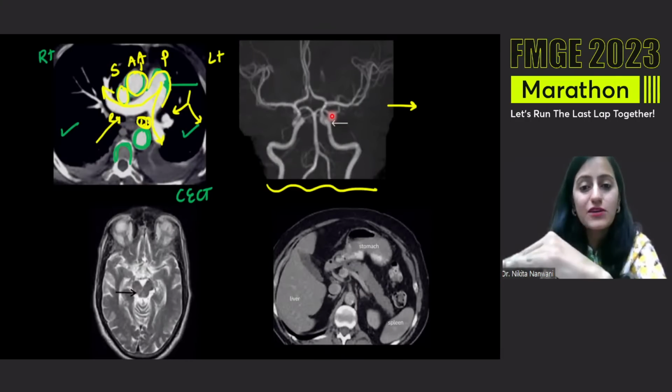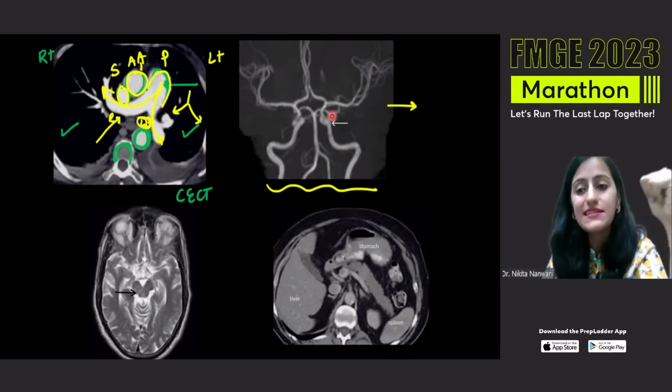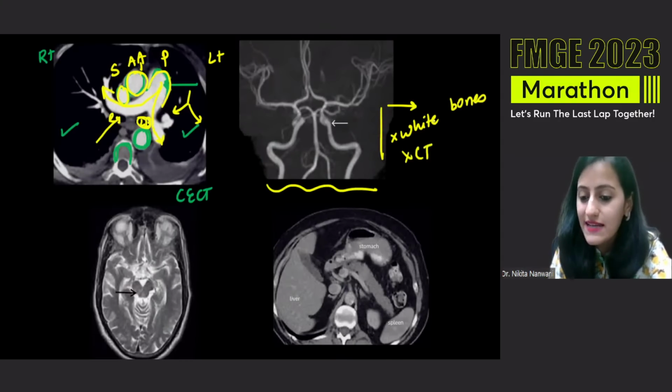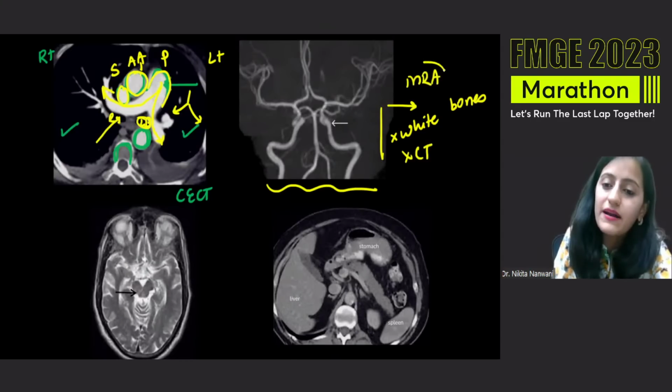Both sides means it's a cross-sectional imaging. That means either CT angio or MR angio. Now, since we are not seeing the white bones, the white bones are not seen here, that is why this is not CT angio. So this becomes MR angio.